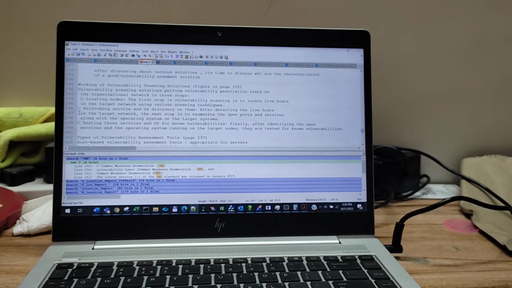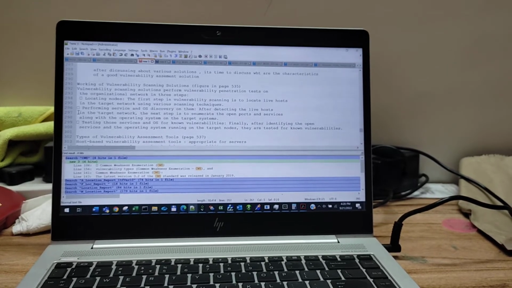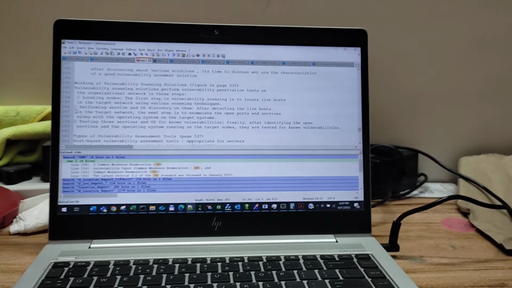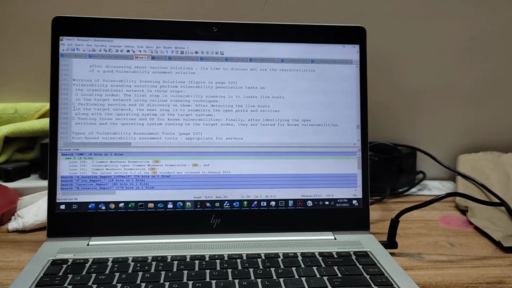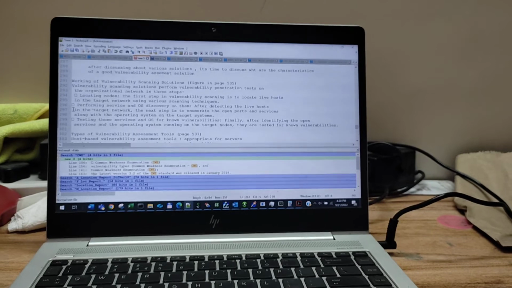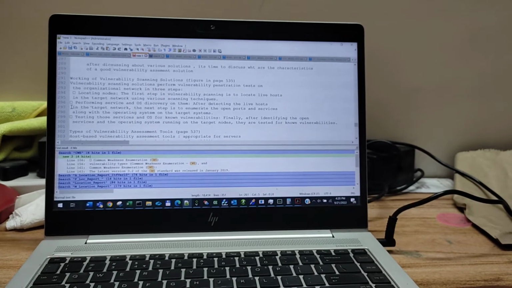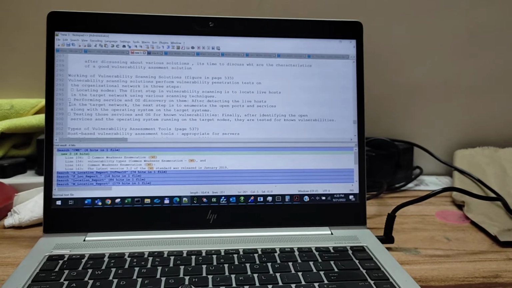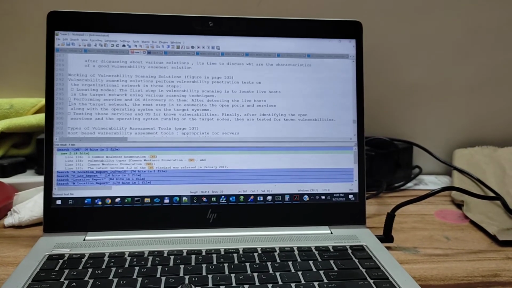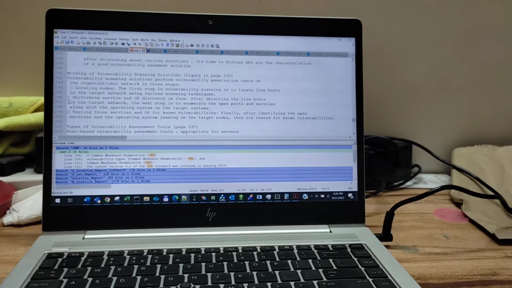After detecting the live hosts in the target network, the next step is to enumerate the open ports and services along with the operating system on the target systems. Testing those services and OS for known vulnerabilities. Finally, after identifying the open services and the operating systems running on the target nodes, they are tested for known vulnerabilities.